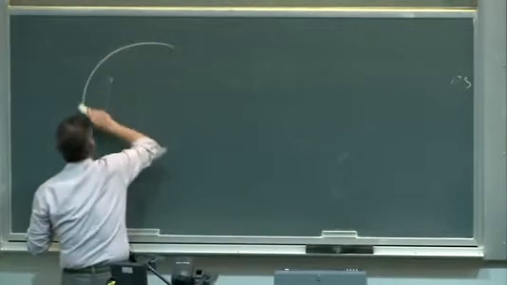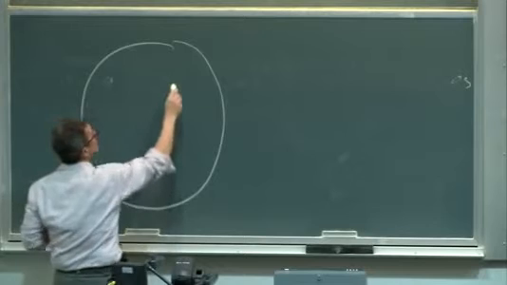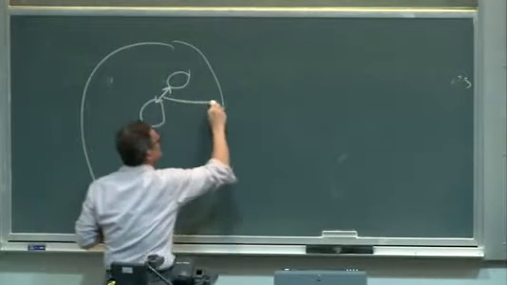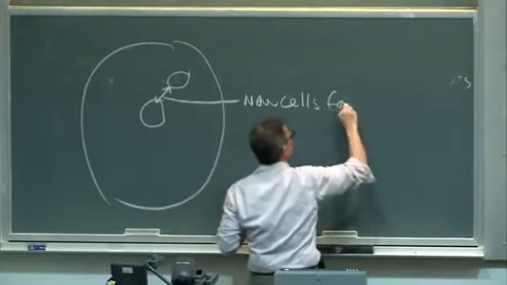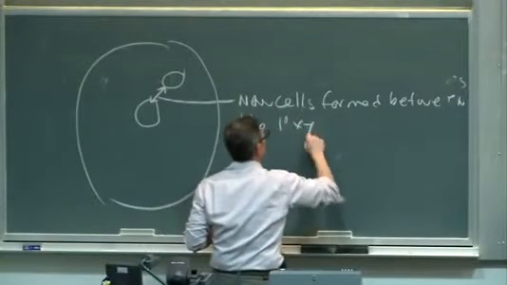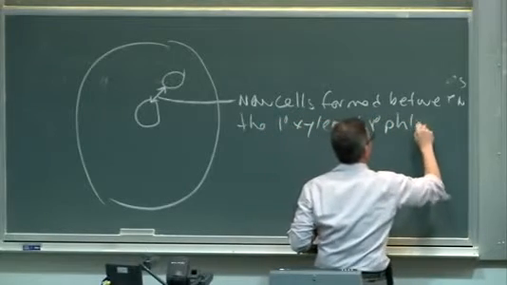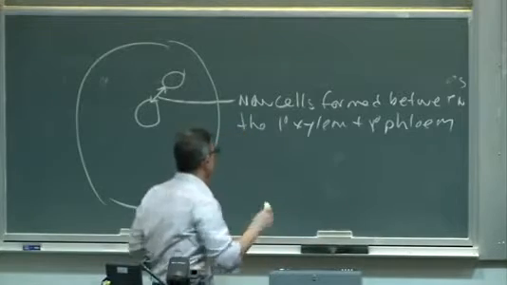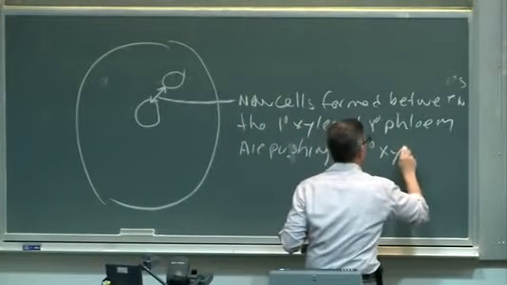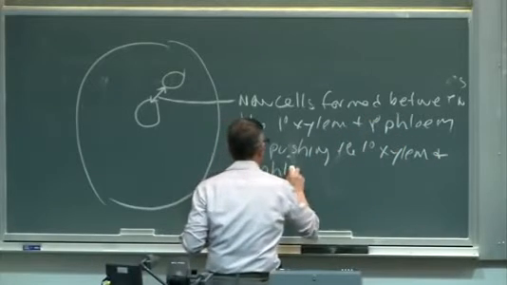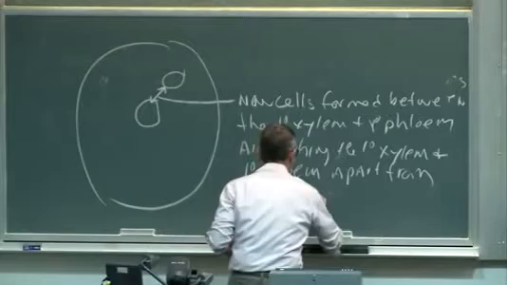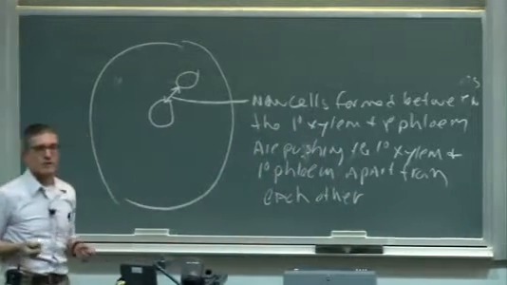So if we make our cross-section again of our stem, and we'll just put one bundle here for the sake of it, which is separated, what we find is that new cells formed between the primary xylem and primary phloem are pushing these cells apart from each other. These cells are moving apart from each other.